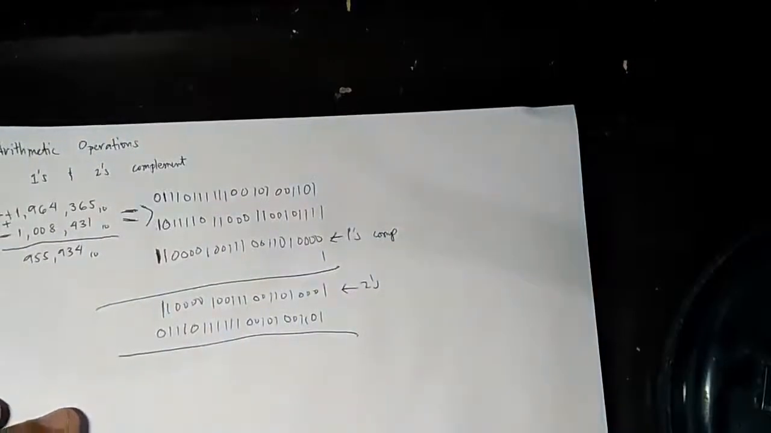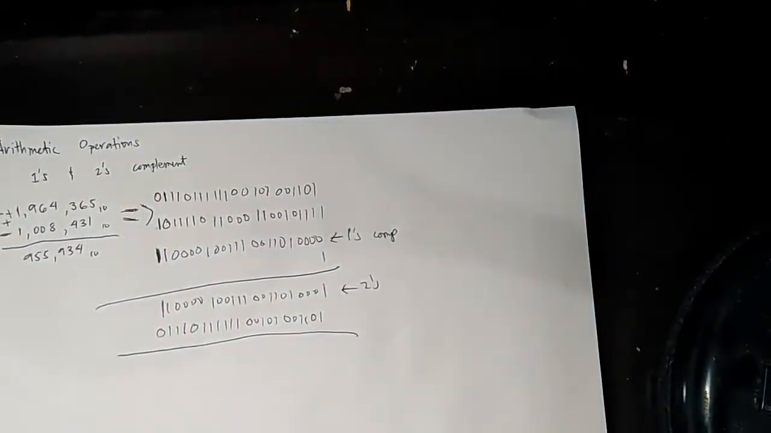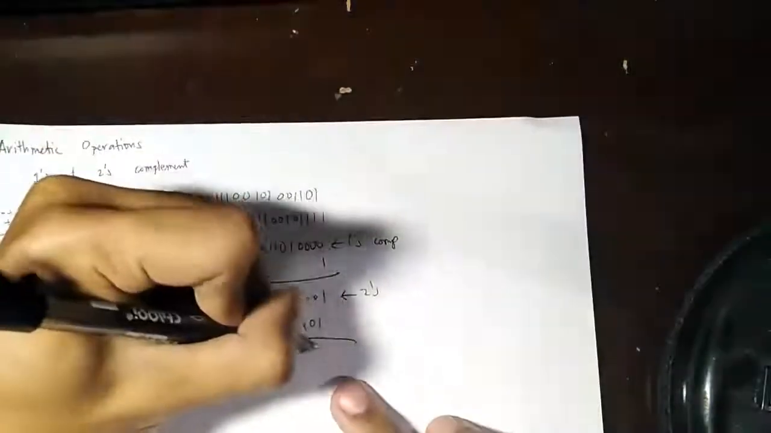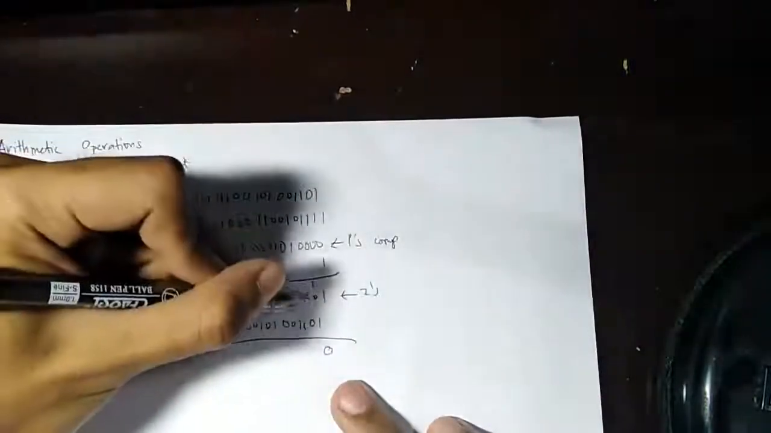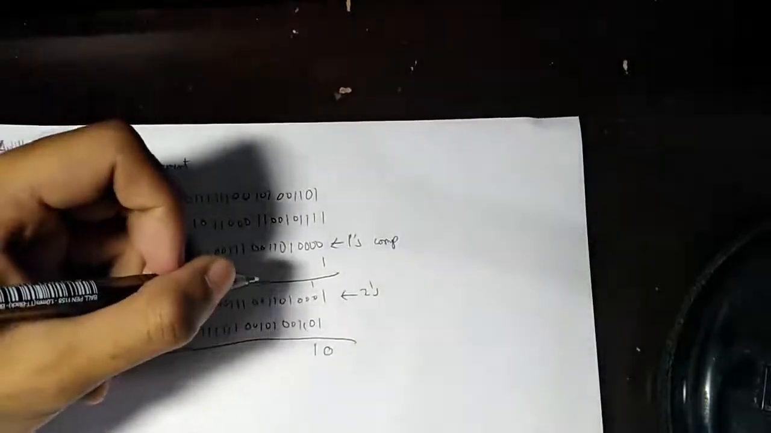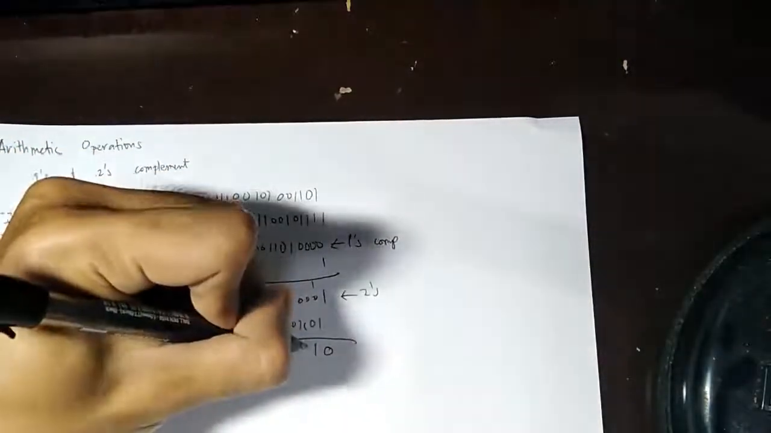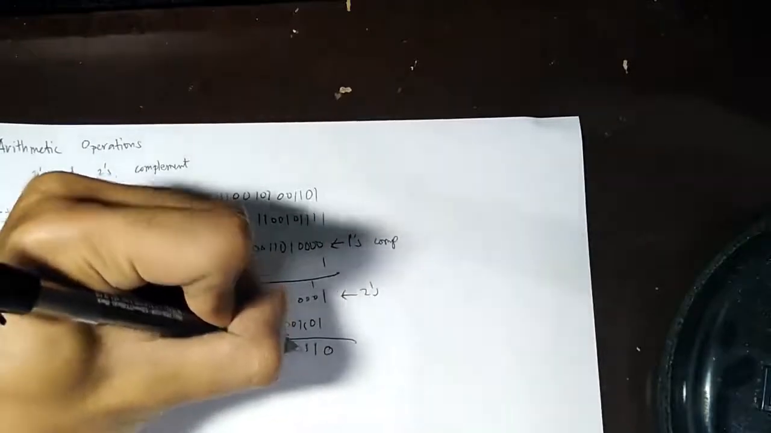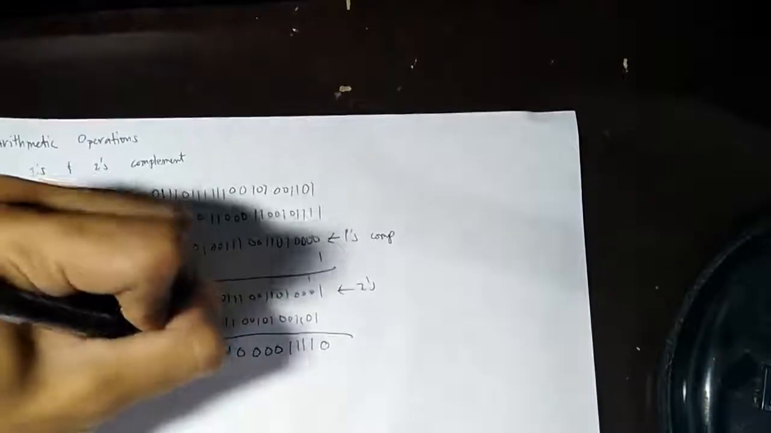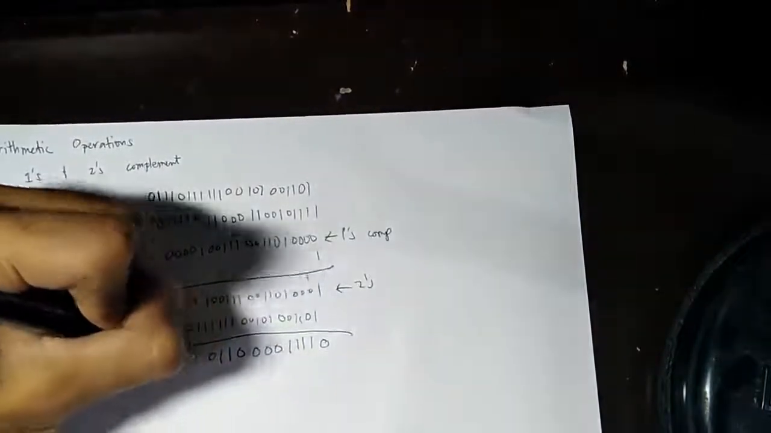We already know the basics of adding binary numbers. 1 plus 1 is a 0 with a carry 1 here, 1 0 0 1. Just add all of it, and the resulting sum will be 0 0 1 1 0 1.